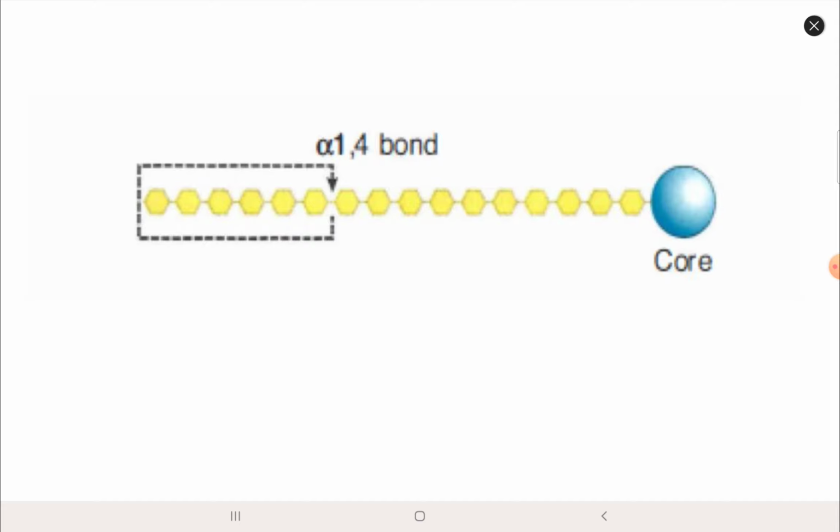Then the enzyme is a branching enzyme. Carbon number 6 from the other side, carbon number 1. Glycogen is a complex molecule formed by several enzymes, including the branching enzyme, which makes the branch.